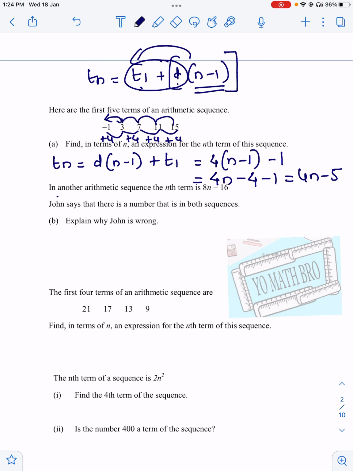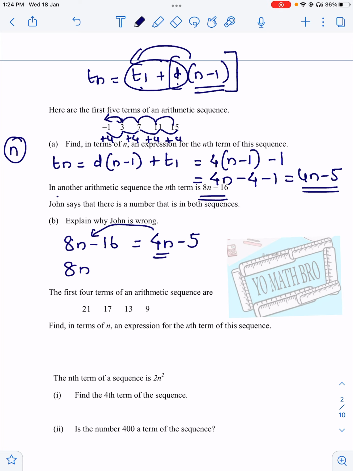In another arithmetic sequence, the nth term is 8n minus 16. John says that there is a number that is in both sequences. Explain why John is wrong. So if there is an expression 8n minus 16 and there is an expression 4n minus 5, if the number is common, n has to be equal. So what I do, I write 8n minus 16 which they are asking, and equate it to 4n minus 5. I solve this by linear equation and again I try to get a value for n which is a whole number. Let's see, I bring 4n this side because always I should bring the smaller number towards the greater number.